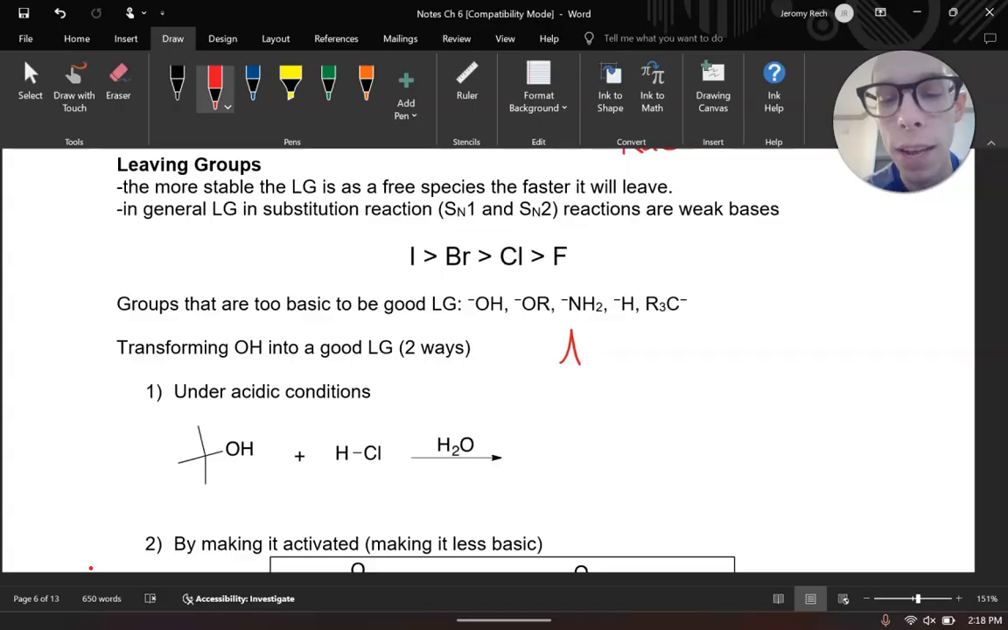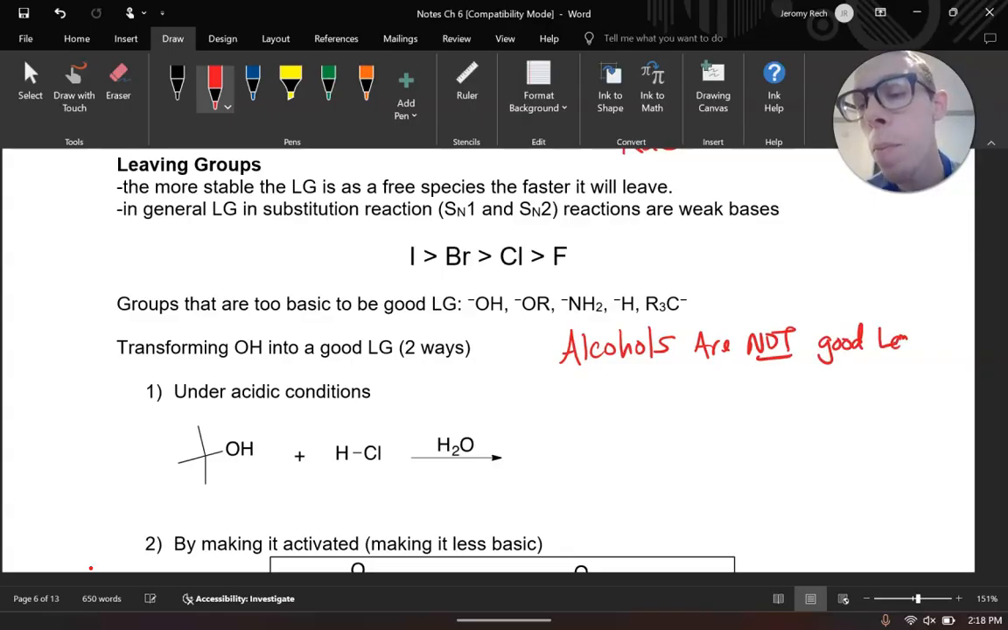And we'll even go ahead and write that fully out. Alcohols are not good leaving groups. It does not matter how many times I say this, students still love to make alcohols leaving groups. This entire video is going to focus on how we can convert alcohols into something that is a good leaving group, because alcohols are not good leaving groups. You cannot have an alcohol and then just magically say it falls off.